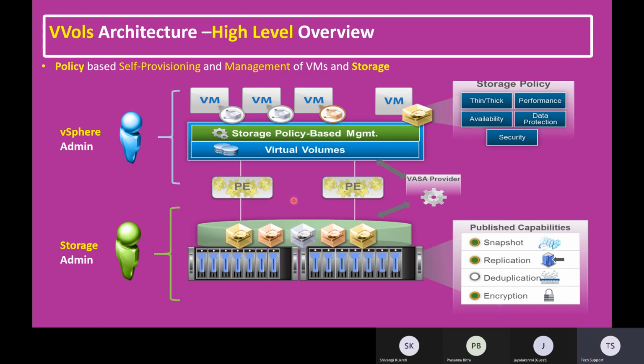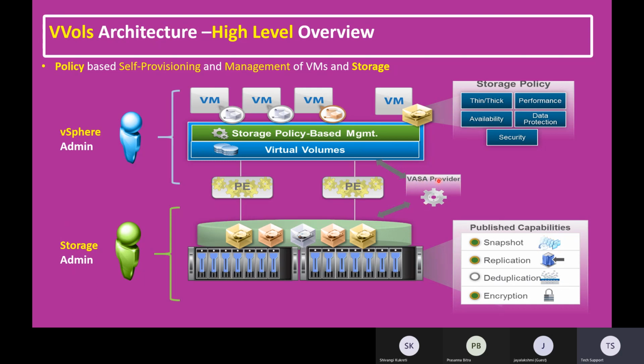To configure protection endpoints and so on, separate software is needed. That software is VP. VP means vendor provider, or we can call it a VASA provider. VASA means vSphere APIs for Storage Awareness. That is the full form of VASA. I repeat, VASA means vSphere API Storage Awareness. API means application program interface.